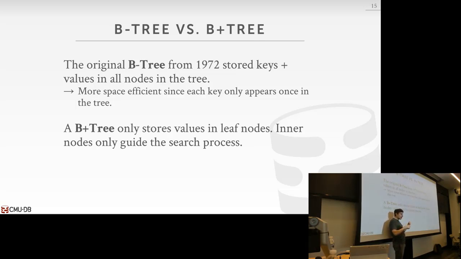In the B plus tree, because I have all those guideposts up above in the inner nodes, I'm basically duplicating keys.